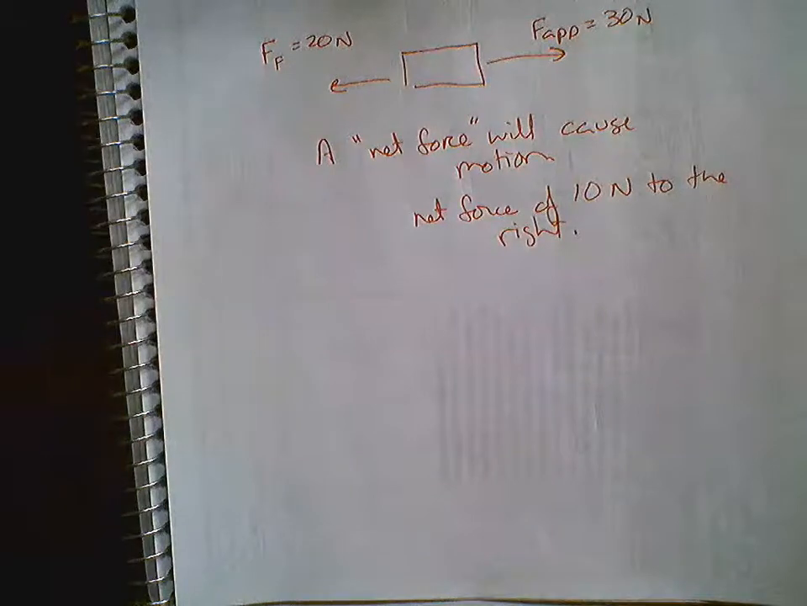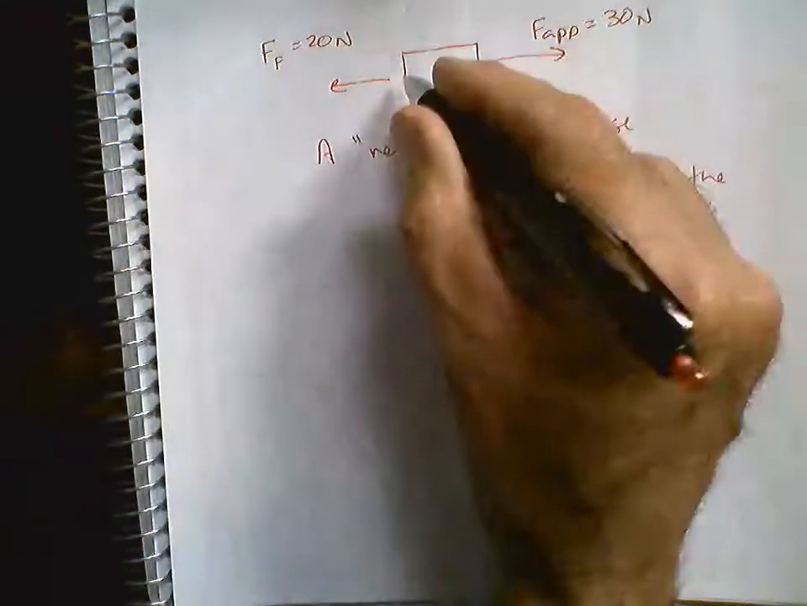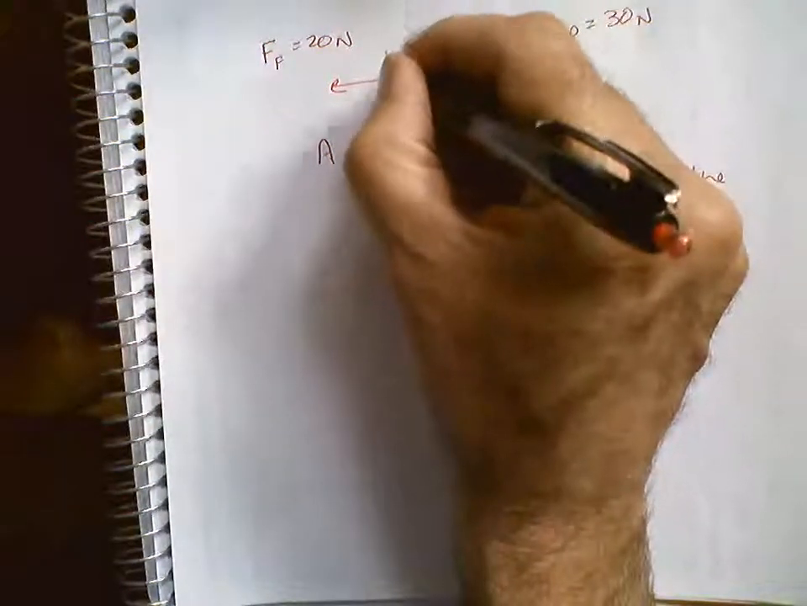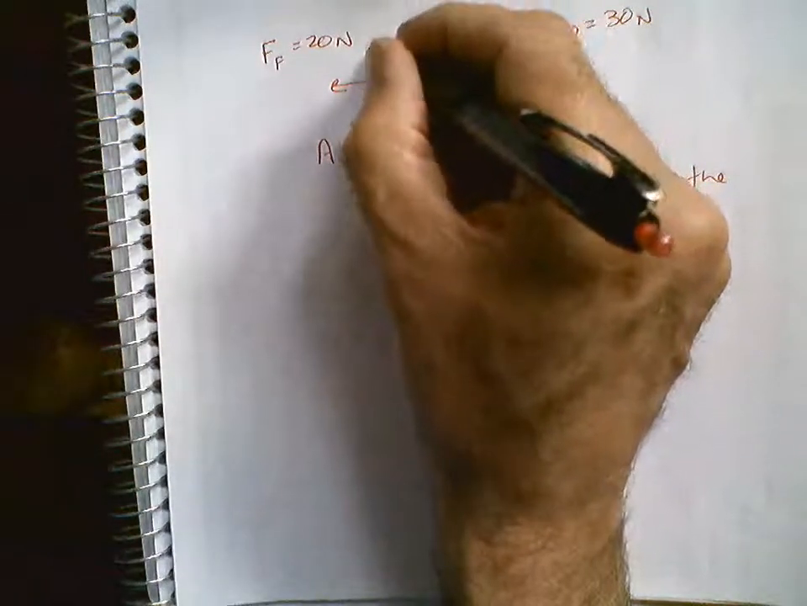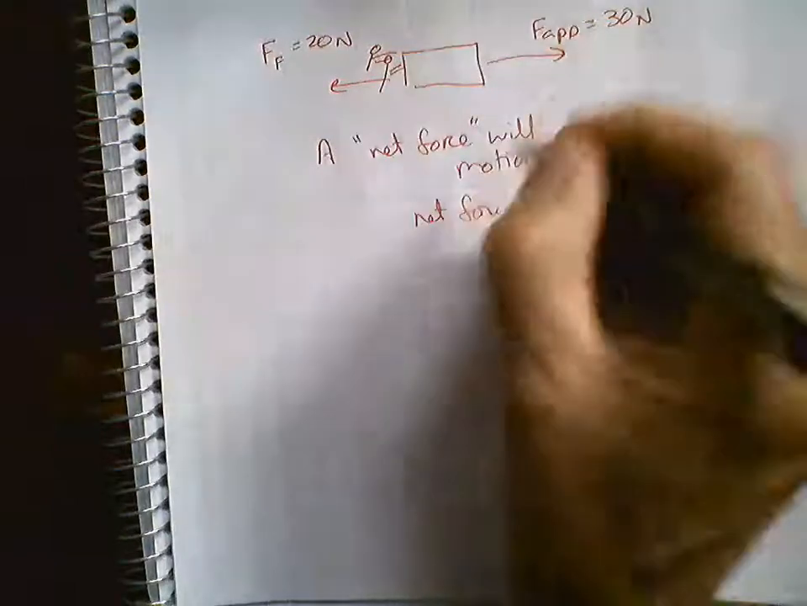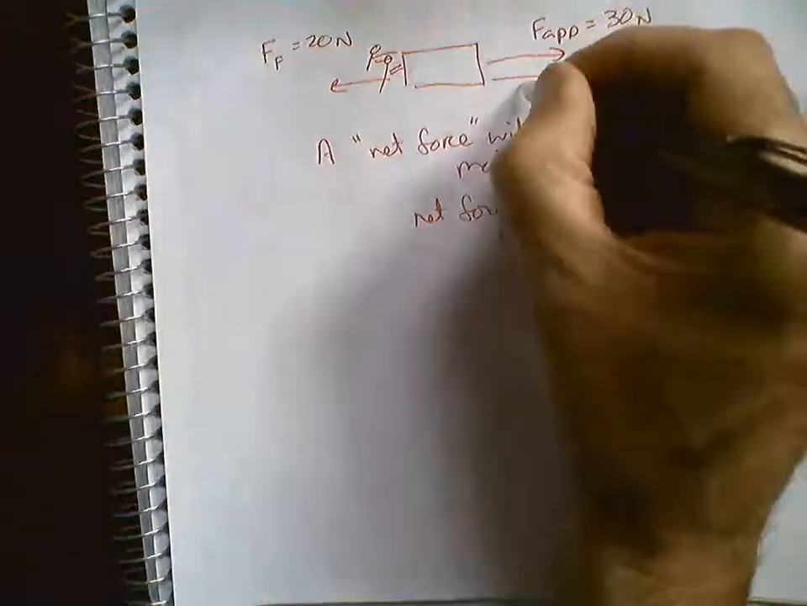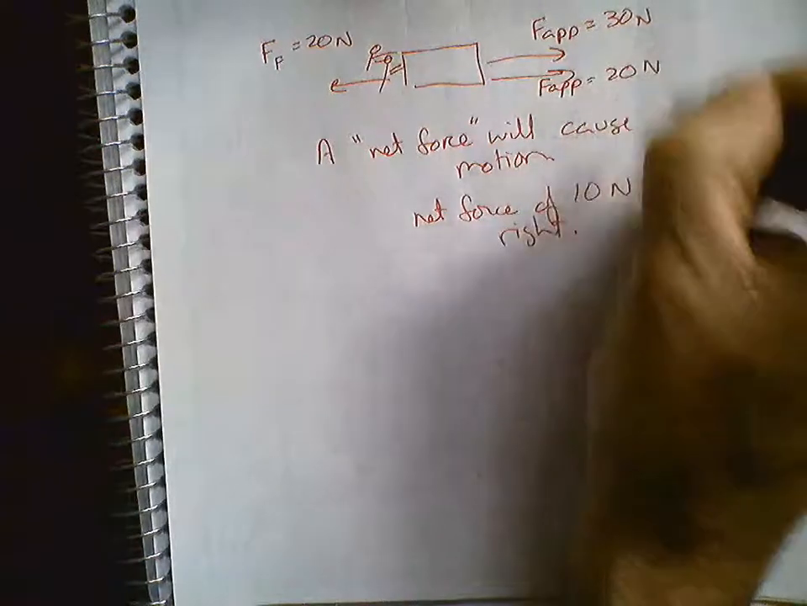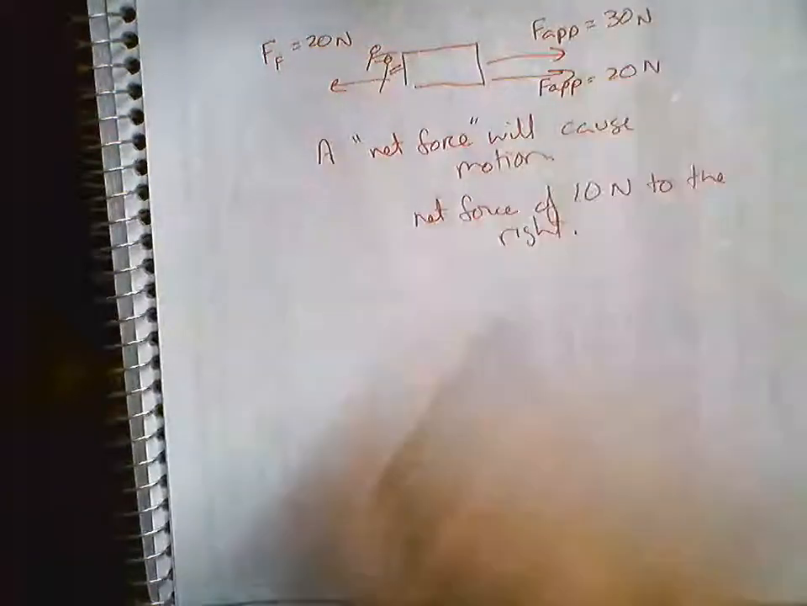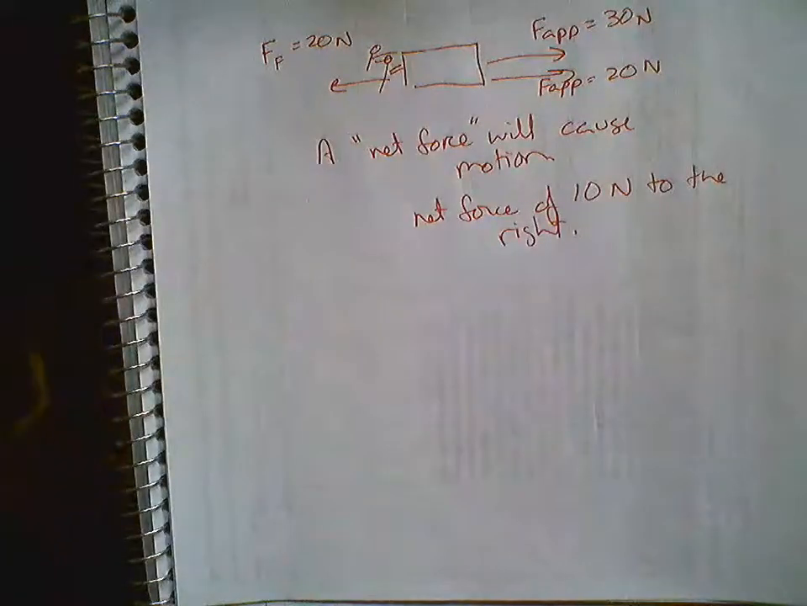So things can be additive too. Say one person was pushing this block, and then a second buddy jumped in, excuse my drawing, and they were giving a force of 20 newtons. We'd have 50 newtons now altogether going in the right direction.